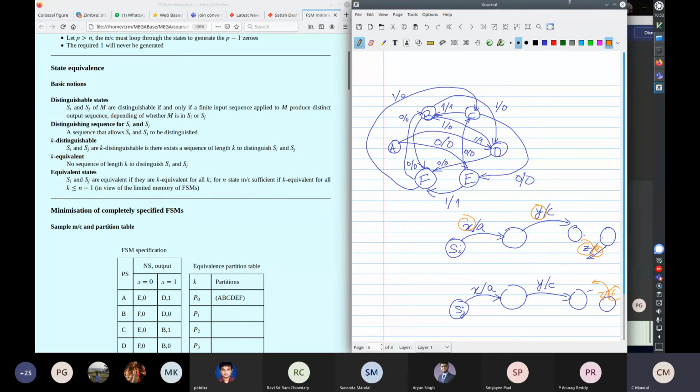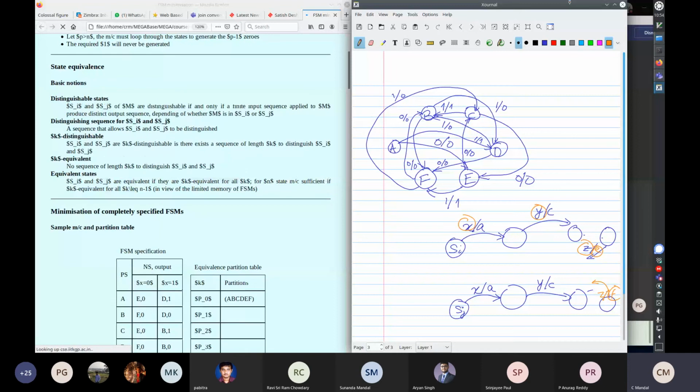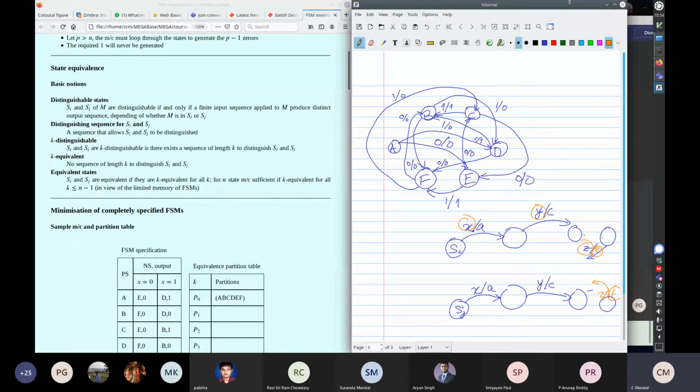So that's when two states are distinguishable. And if you have two distinguishable states, then the sequence which helps to distinguish between these two states is called a distinguishing sequence. Okay? And then SI and SJ are K distinguishable if there exists a sequence of length K to distinguish between SI and SJ. And similarly, you have K equivalent if you cannot find a sequence of length K to distinguish between SI and SJ.